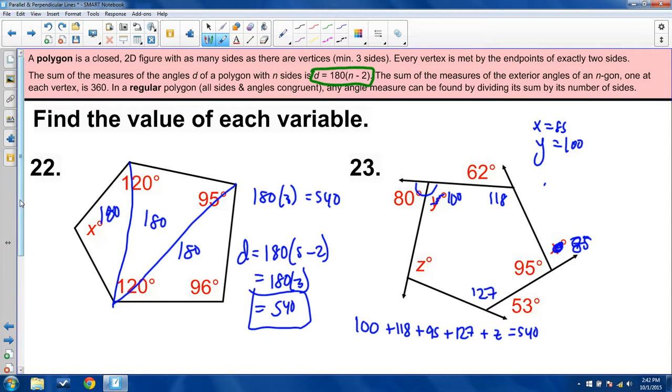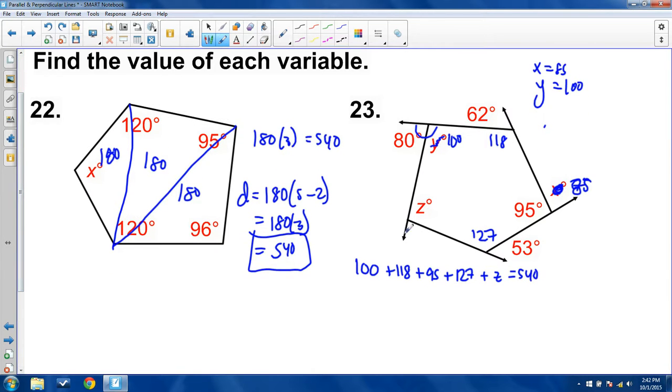Good time to go to the calculator. Let's see, 218 plus 95. I'm just going to make sure I get this correct. Plus 127 is 440. So subtract 440 from 540, you'll get z is 100. So that's one way of doing the problem.